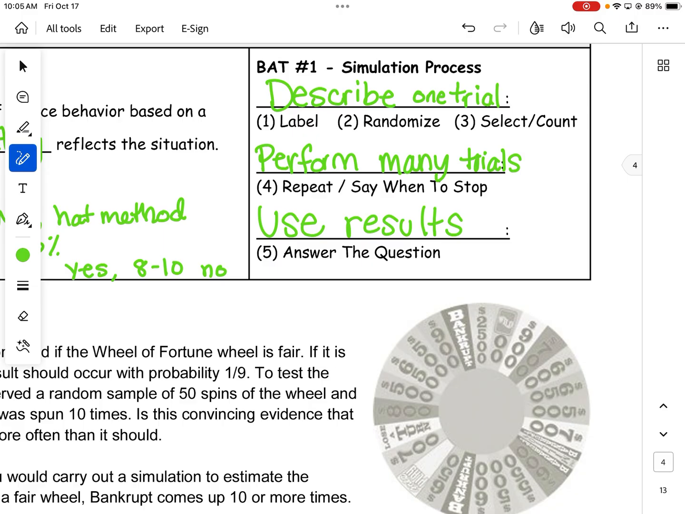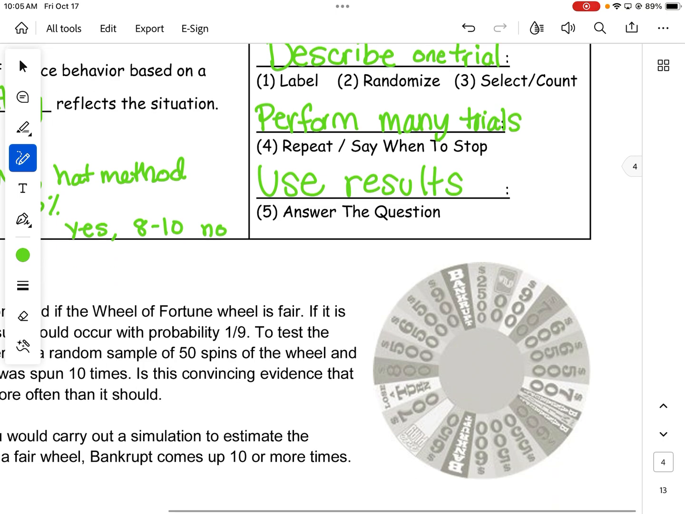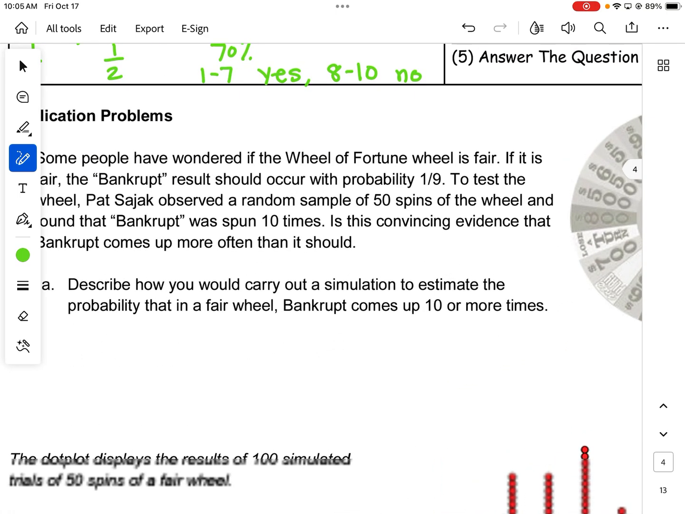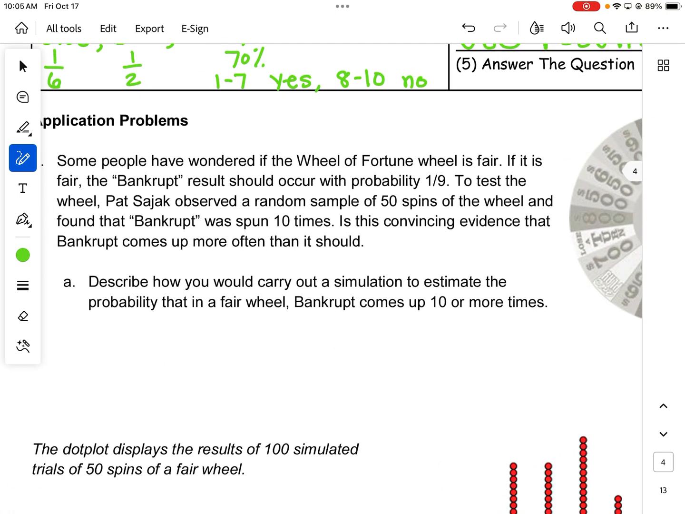So on the AP exam, you won't be asked to do a simulation. You'll be asked to describe and then analyze some results that are given to you. It says, some people have wondered if the Wheel of Fortune wheel is fair. If it is fair, the bankrupt result should occur with a probability of 1 out of 9. To test the wheel, Pat Sajak observed a random sample of 50 spins of the wheel and found that bankrupt was spun 10 times. Is this convincing evidence that bankrupt comes up more often than it should?